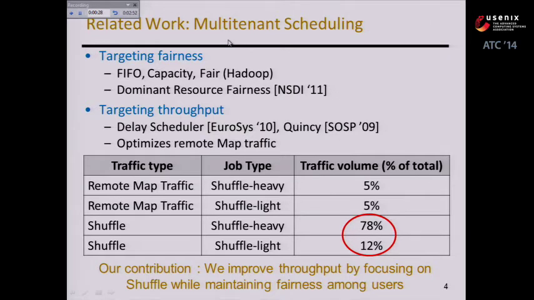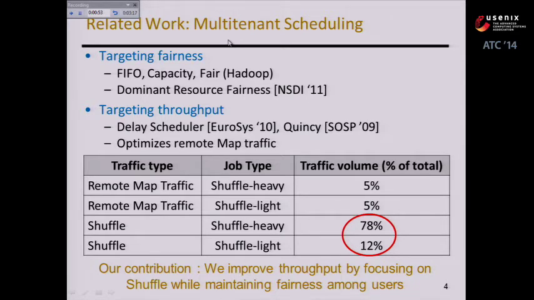In terms of targeting throughput, there are two most significant works. One is delay scheduler in EuroSys '10, and another is Quincy in SOSP '09. These papers target improving the cluster throughput by optimizing remote map traffic. By remote map traffic, I mean executing a map task on a node which does not have data locally available.